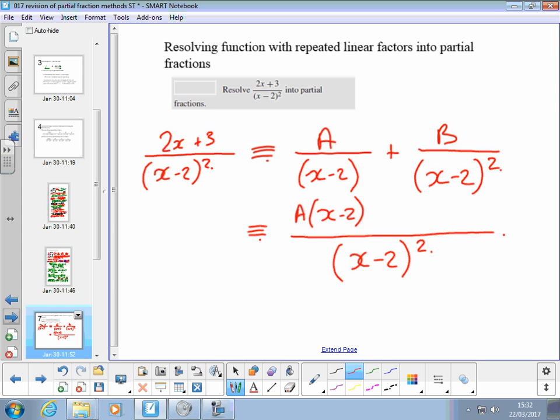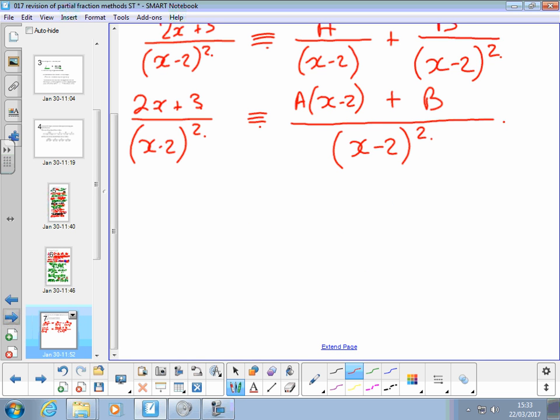Yep. And then what have we had to do to get that to x minus 2 squared? We haven't done anything. So that's just b. And we've got to confirm that this side is equal to that, or equivalent of that. What do we do next, do you think? What did we do before? Equate numerators.